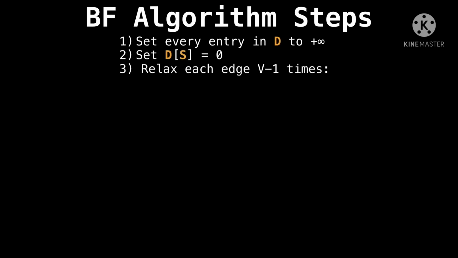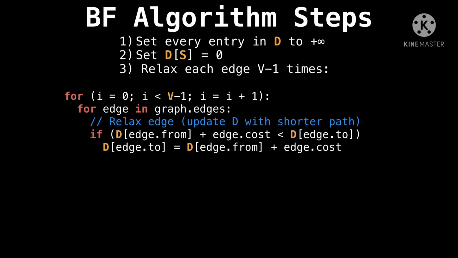The first thing we'll want to do is set every entry in D to positive infinity. This is because the distance to each node is initially unknown, and we have no idea how far each node is. Next, we'll want to set the distance to the starting node to be 0 because we're already there. The last part of the algorithm is to relax each edge V minus 1 times. Relaxing an edge simply means taking an edge and trying to update the value from where the edge starts to where it ends. In terms of code, this is all we need to do.